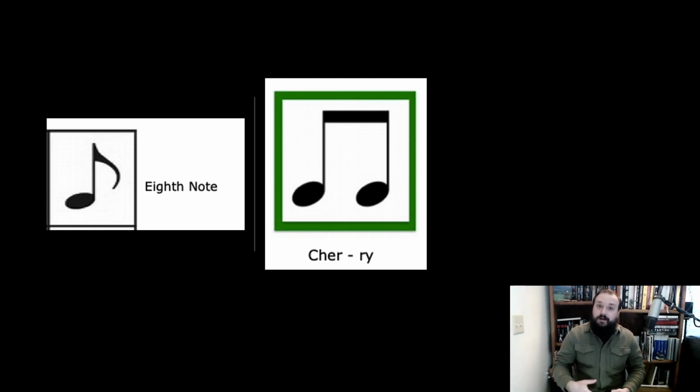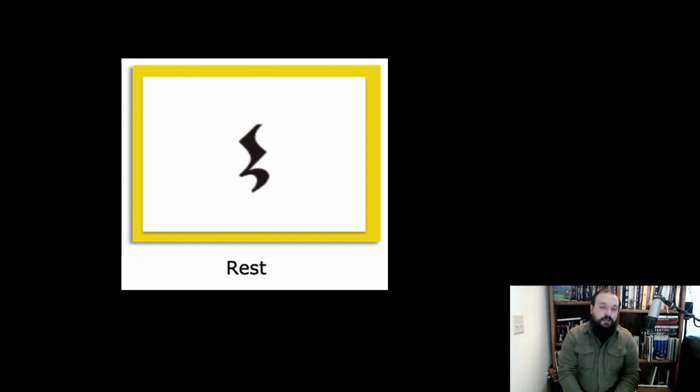So this time we're gonna add one more symbol. You guys ready to learn the next symbol? The next symbol is this one right here. It's like a little squiggly line, right? And this particular squiggly line, musicians call this one a rest. Can you say rest? One more time, rest.